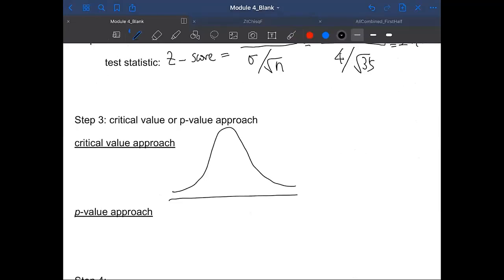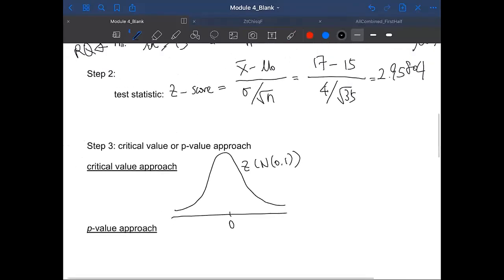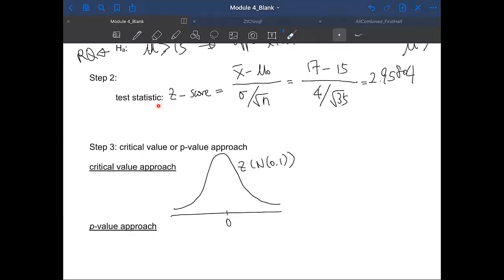Because Benjamin told us this is a z-score, the curve I just drew is not just any bell curve, it's a z curve. You probably remember the z curve means a normal 0, 1, right? The center of it is 0 standard deviations. Now I'm going to take a look at my evidence from the data. The evidence from the data is the z-score, 2.95804. I'm going to draw this evidence onto the number line here.